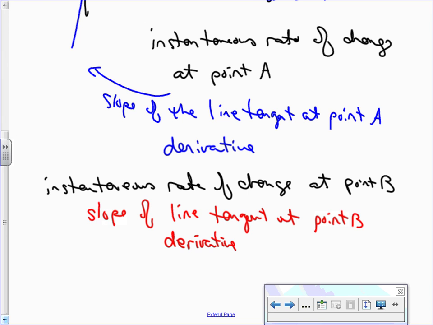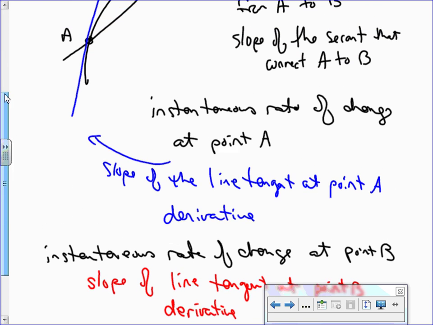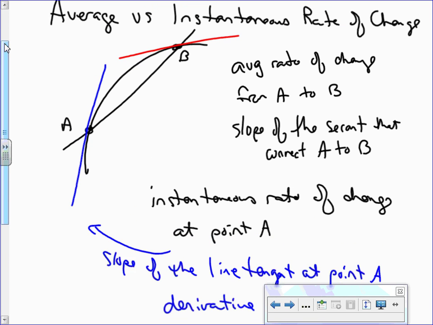As a general rule, you can't take the slope of A and the slope of B and add them together and divide by 2 and get the slope of the average rate of change. Does that sometimes work? Yes. But in general, that's not true. Only in very specific circumstances.